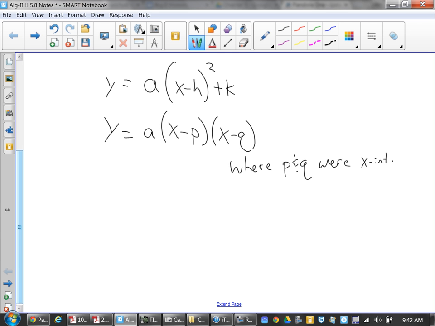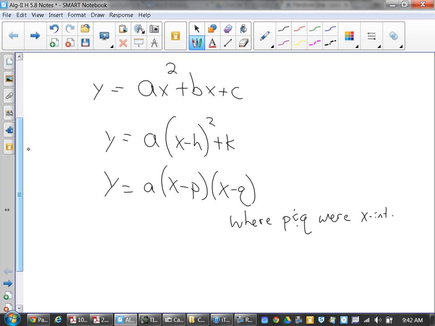But that's called intercept form. So let me label these again here. We have standard, vertex form, and then intercept form. The value of a, if it was positive or negative, told you what direction it was moving, up or down. Other than that, everything else was pretty straightforward, if you remember it.